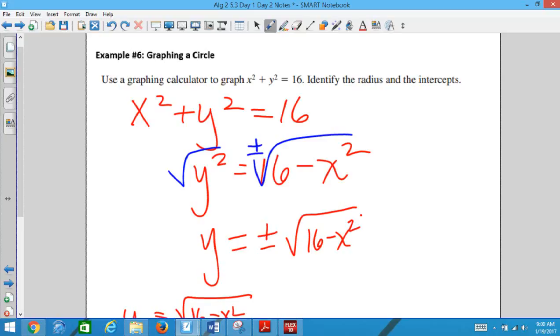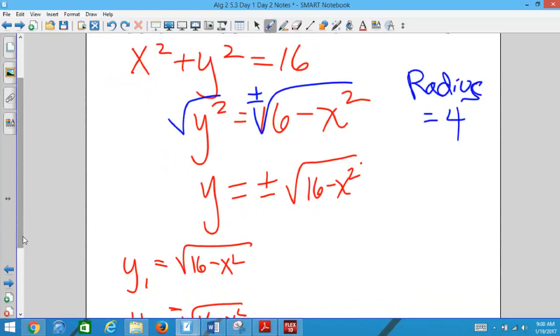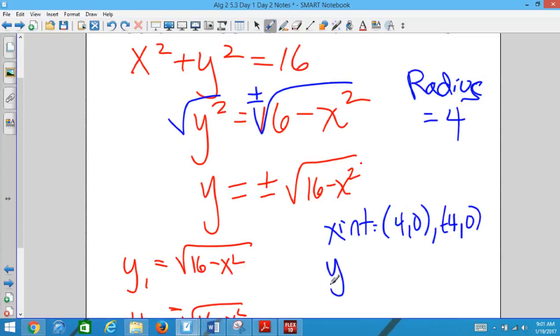This is the equation of a circle, and it always equals r squared. So you could look at it and know that the radius is 4. Radius equals 4. And then what are the intercepts? The x-intercepts are at (4, 0) and (-4, 0), and the y-intercepts are at (0, 4) and (0, -4).